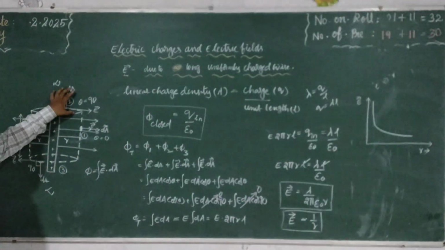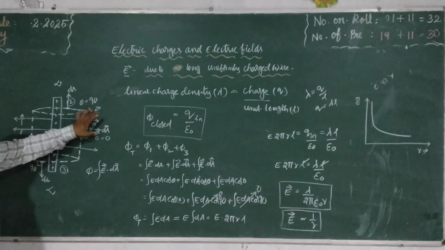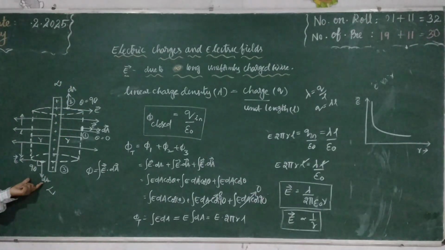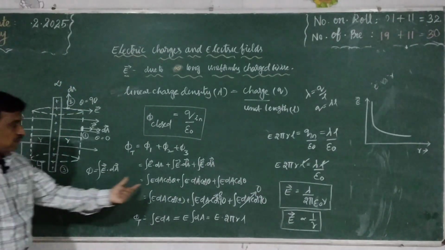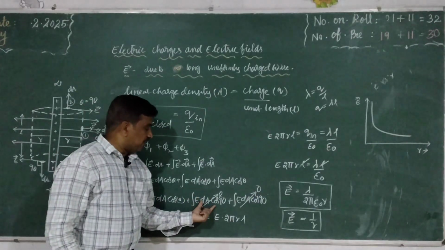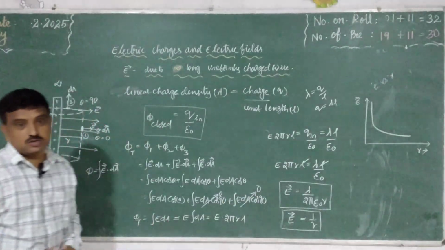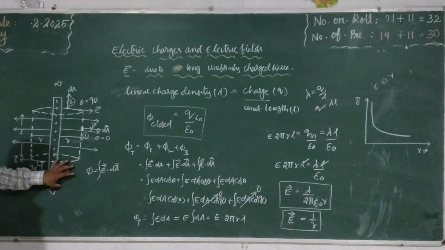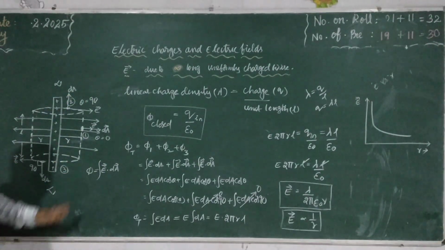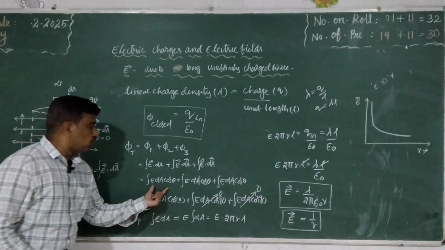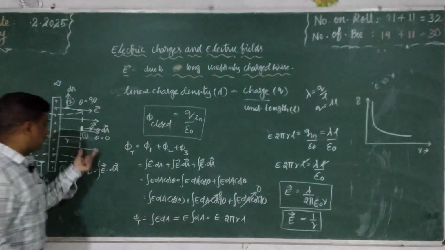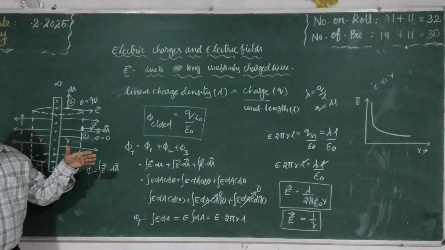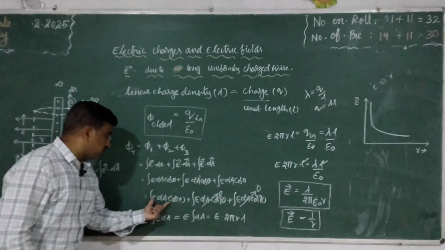For these two surfaces, the angle between the electric field vector and the area vector is 90 degrees, so the electric flux is 0. Why? Because they are perpendicular, and cos 90 is 0. That's why the flux through these surfaces is 0. Only the curved surface remains. That is E dot dA, cos theta. Theta here is 0, because the electric field vector and area vector are in the same direction. So it is E dA.